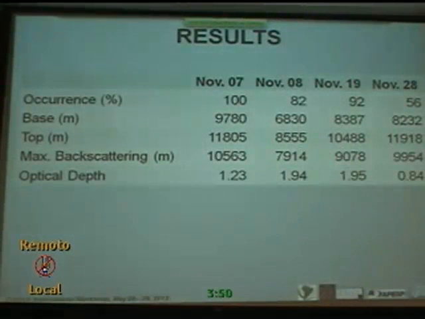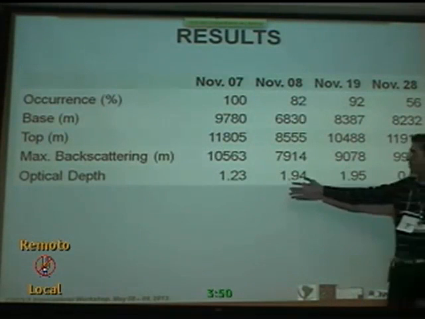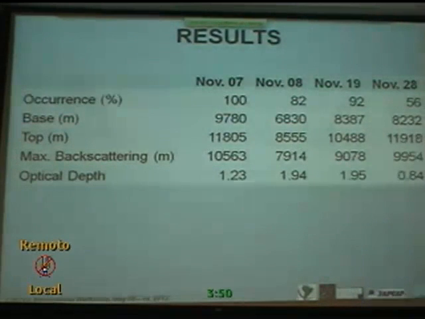Then I didn't show, but using the inversion of the LiDAR data, we can calculate the backscatter. If you assume a LiDAR ratio of 18 steradians, I can calculate the extinction and do the integral over the cloud and calculate the optical depth of these clouds. So these are in the range between 1 and 2 values.